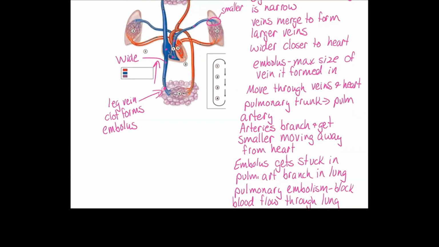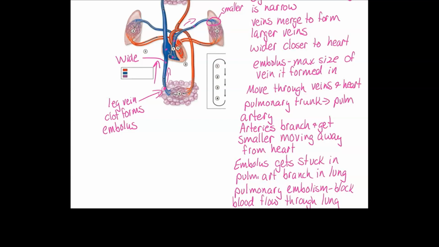So you start off with a clot forming in your leg because you're inactive, you're dehydrated, you might be traveling or recovering from surgery. All or part of that clot breaks loose. It becomes an embolus. The embolus travels through your veins, which get wider as they go to the heart. It travels through the heart. Then it travels through a pulmonary artery out to the lungs. Now the artery is branching and getting smaller. It gets stuck in one of those arteries of the lungs and blocks the blood flow.